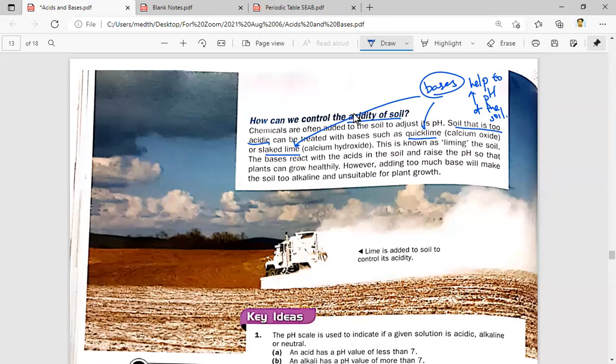Now, but take note, we won't add too much, because if we add too much, it will raise the pH too much. So adding too much base will make the soil too alkaline, and hence the plant becomes unsuitable again. So it's important to add the right amount. I say again, it's important to add the right amount, not too much, not too little.